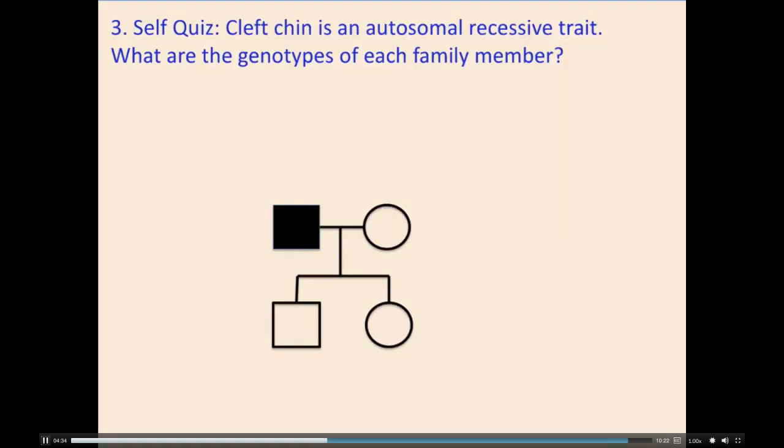Okay, we're moving on to another problem. In this case, the trait is called the cleft chin, and that is caused by an autosomal recessive gene. Again, you're going to look at this family pedigree and figure out the phenotype and the genotype of each person. So again, pause the video, figure out the answer, and then come back to check.